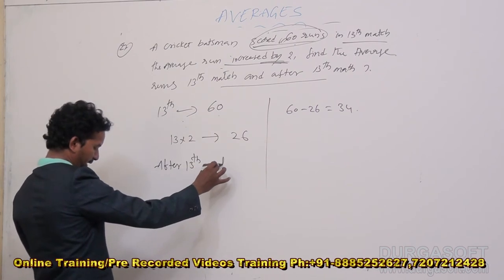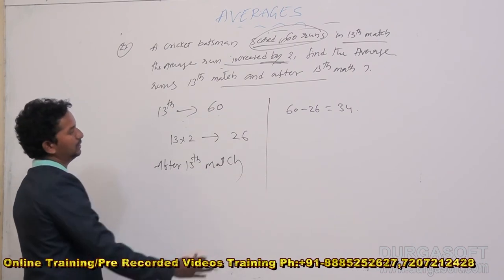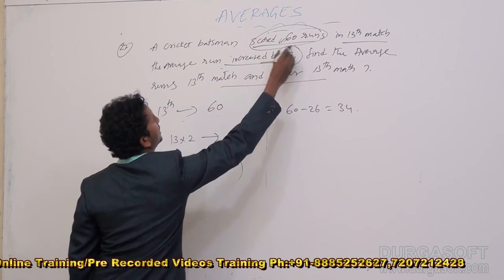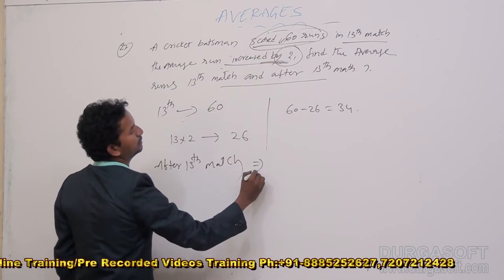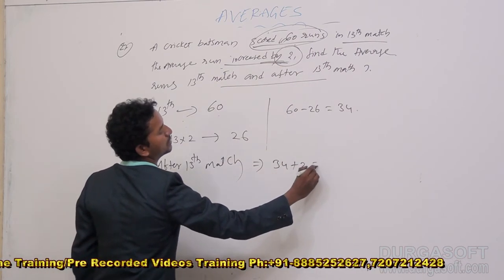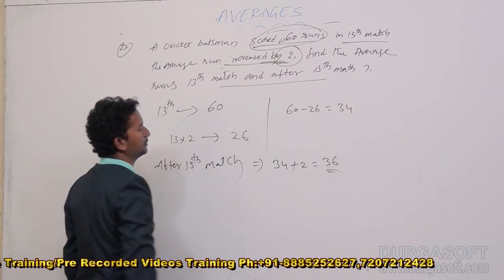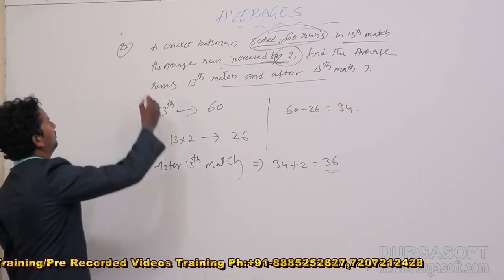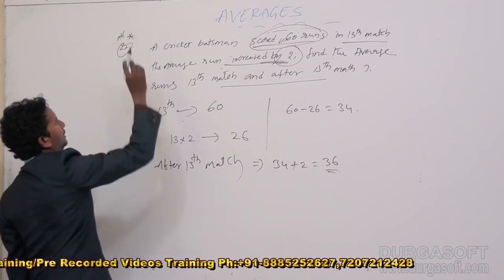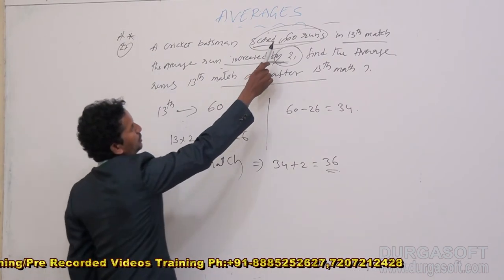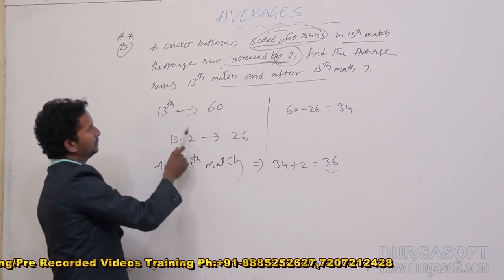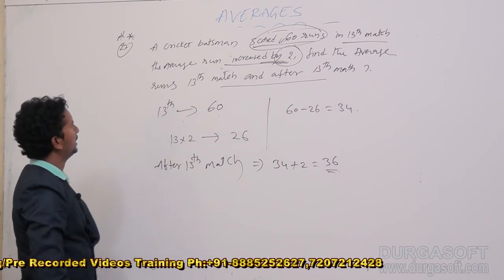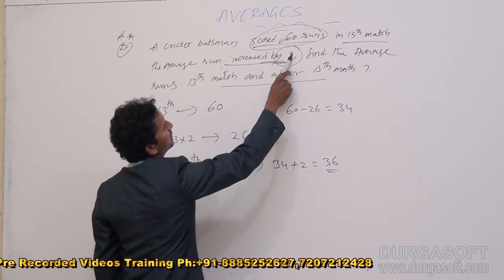After the 13th match, how many runs will the average increase? It increases by 2 runs, so 34 plus 2 is equal to 36 runs. Once again, a very important problem. A cricket batsman scores 60 runs in the 13th match, and the average increased by 2 runs.